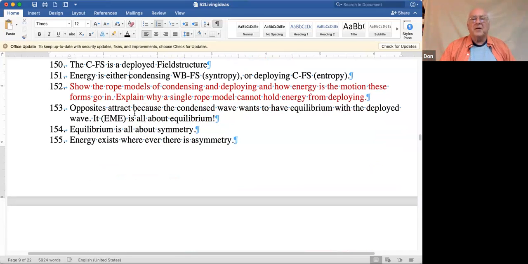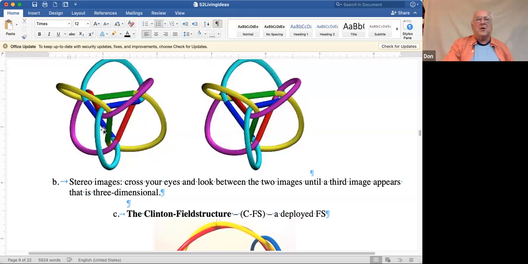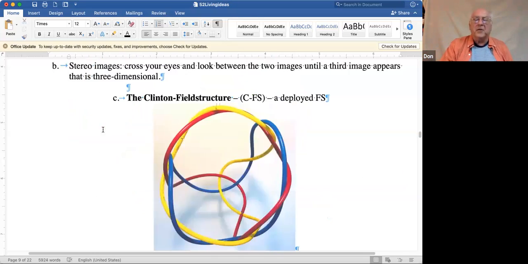All right. Opposites attract, because the condensed wave wants to have equilibrium with the deployed wave. So here we can see that these waves are condensed because they've been twisted. If you follow one of the loops, you'll see how that loop has been twisted, which is a condensing motion. And the loop does not want to be twisted. You bend any material, it wants to go back to where it was if it has any tensile strength to it at all.